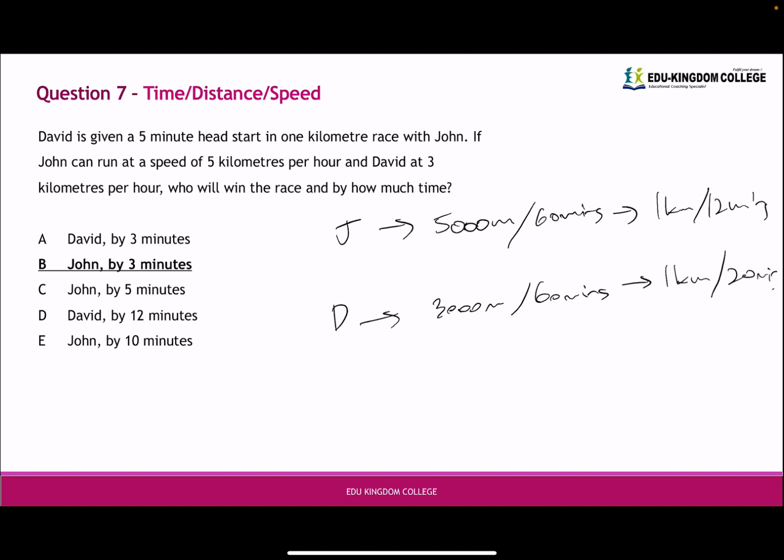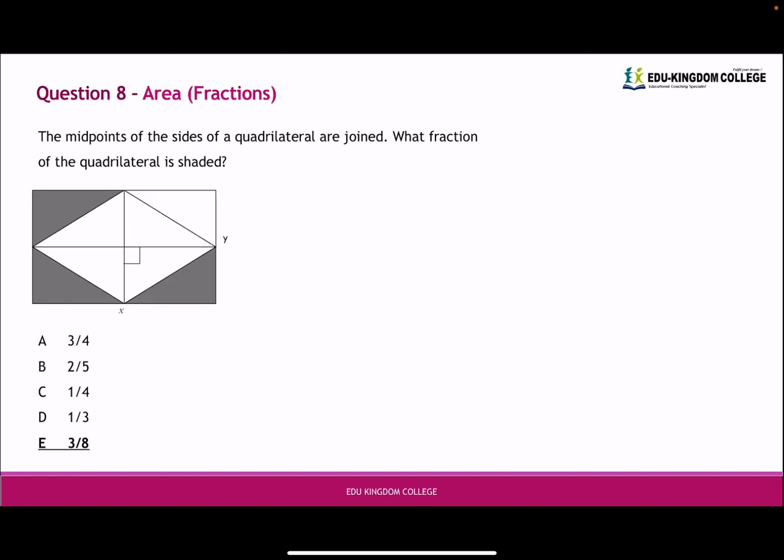So if David's given a 5-minute head start, he will finish in 15 minutes, which means that John will still finish 3 minutes ahead of him. This question is not too hard. We have 8 triangles that are equal in size. 3 of them are shaded in, so it should have been 3 out of 8.